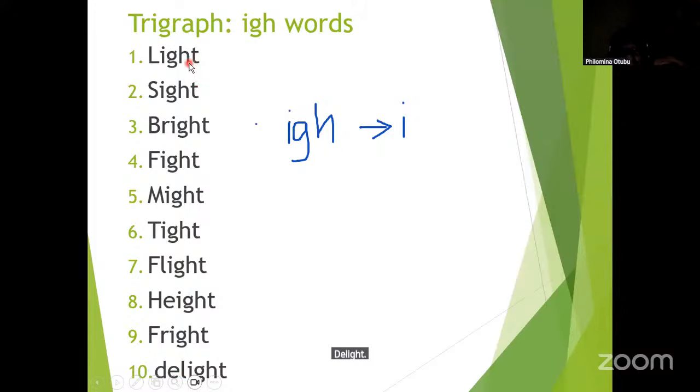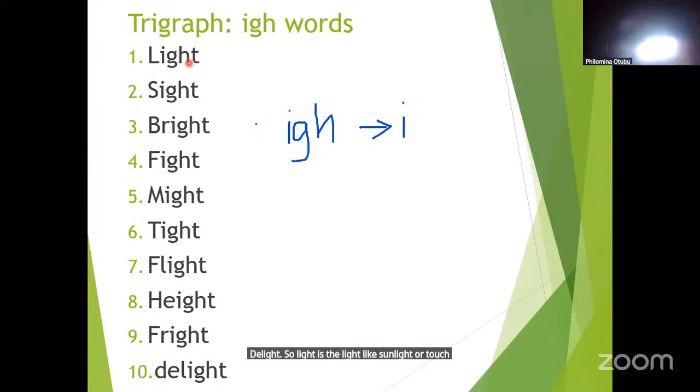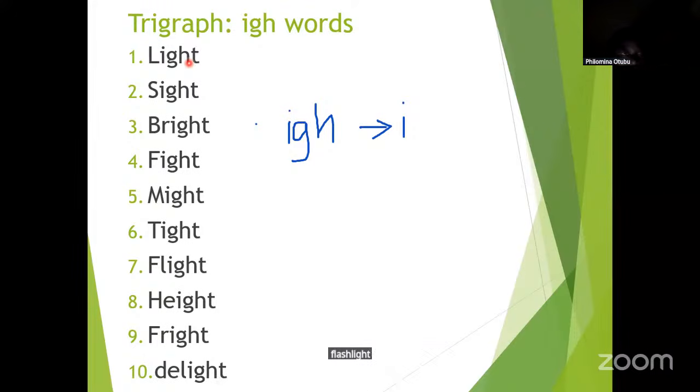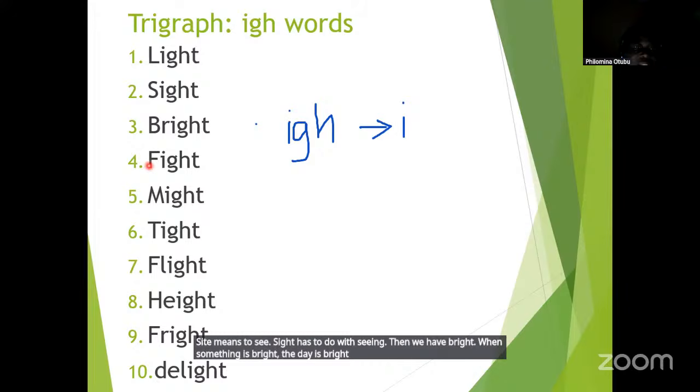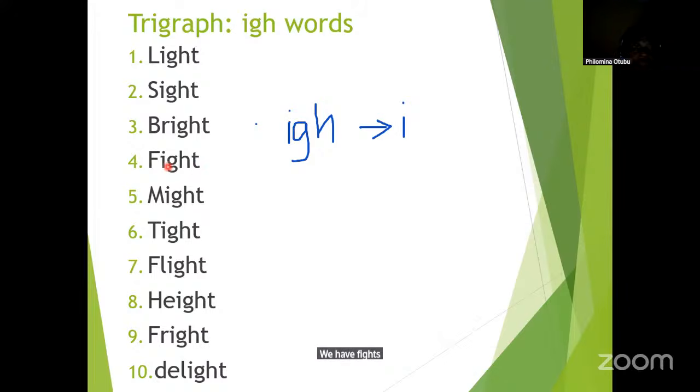So light is the light, like sunlight or torchlight. Light is what makes us see better. Then we have sight. Sight has to do with seeing. Sight means to see. Then we have bright. When something is bright, the day is bright. We have fight. Fight means to have a fight with someone, to have an argument or exchange blows.